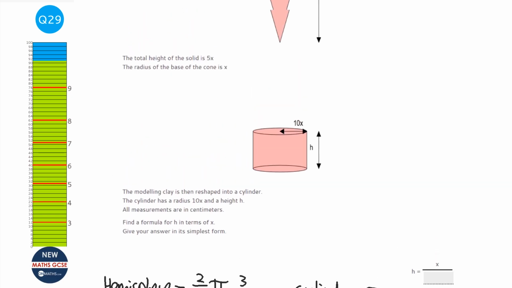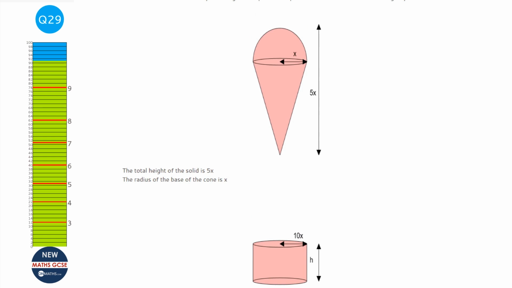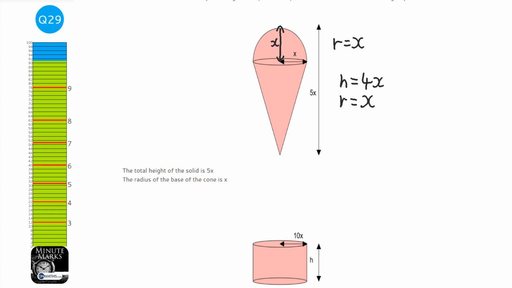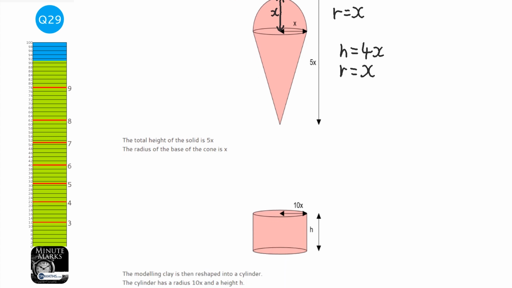Okay, now we need to find out what the bits are. So for the hemisphere we just need r. Well, that's quite simple, because r is just going to be x. It's the radius of the hemisphere. Now what's more difficult is to work out the height of the cone. Well, if the radius across to the right is x, the radius of the circle up is also going to be x. So we know the height of the cone is going to be 4x, because one of those x's is used on the hemisphere. We know the radius of the cone is going to be x, because it's stated at the top. So let's keep going. The radius of the cylinder is going to be 10x, and the height is just labelled as h. So that's nice and simple.